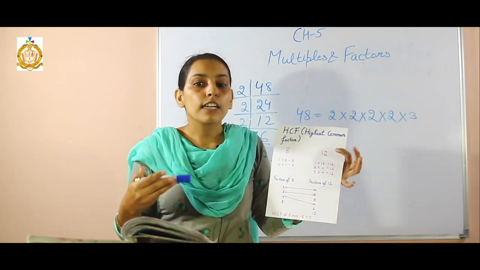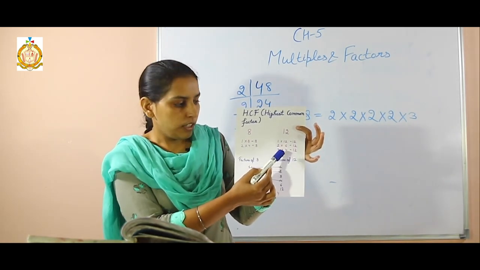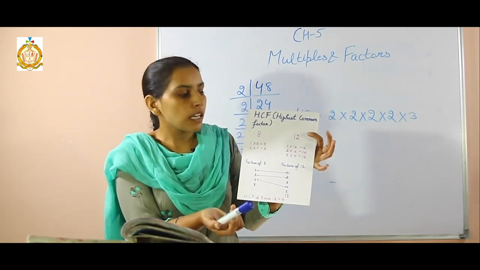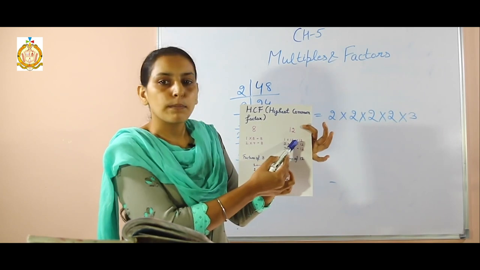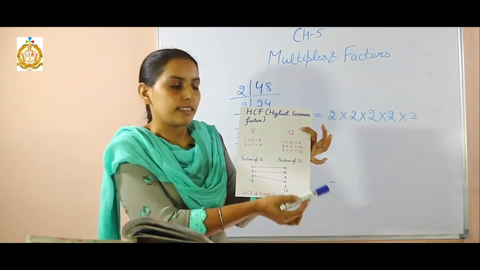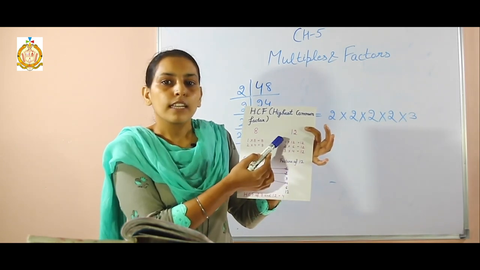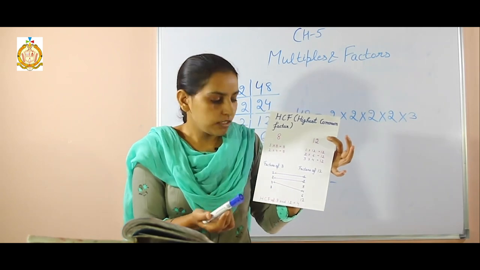Next, students, 12 again comes in the 4 table. 4 into 3 is equal to 12. 3 into 4, 4 into 3 is the same thing. Next, 12 comes in 6 table. 2 multiplied by 6, 6 multiplied by 2 is the same thing. Again 12 multiplied by 1 and 1 multiplied by 12 is the same thing.